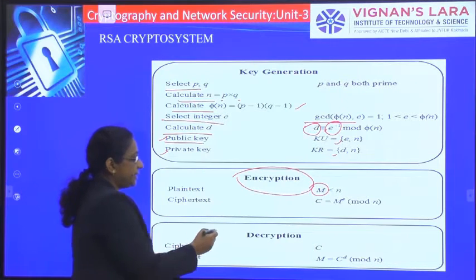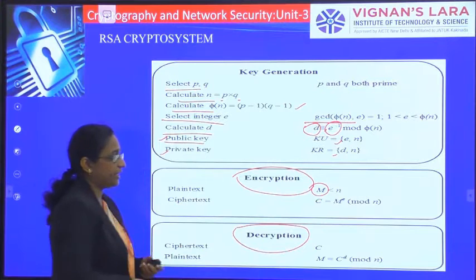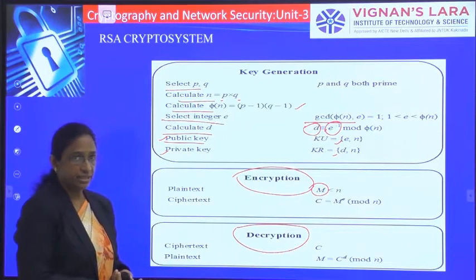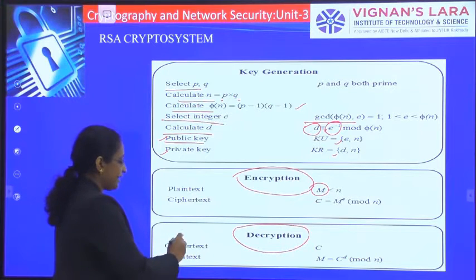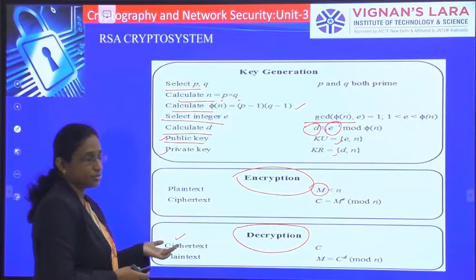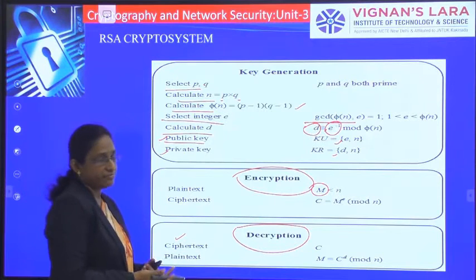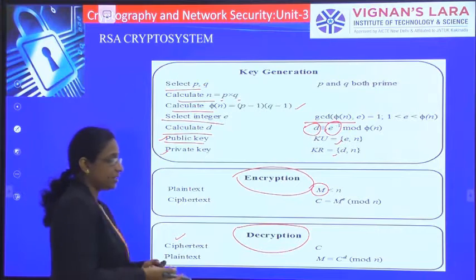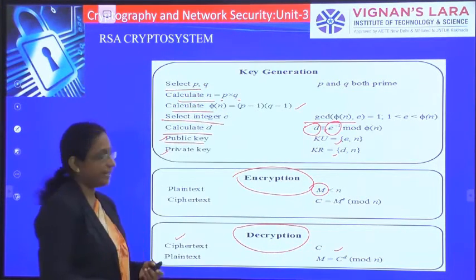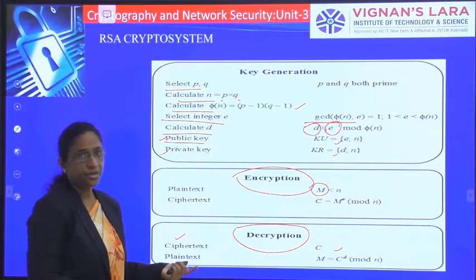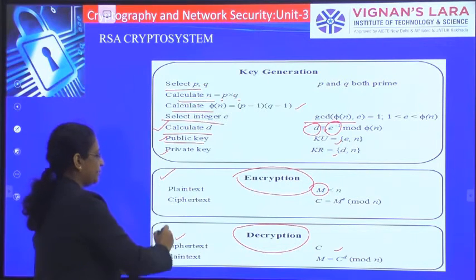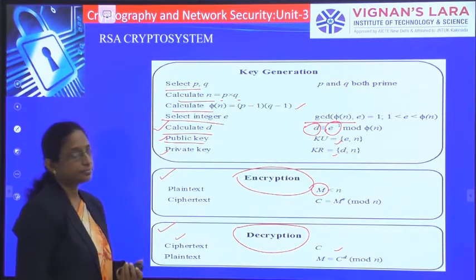Similarly, the decryption process. For decryption, the receiver has to use the private key. First he takes the ciphertext that the sender has sent, and to that ciphertext he applies the private key by using C to the power of D mod N. With that he will be getting the plain text. So that is about the RSA algorithm: key generation, encryption process, decryption process.